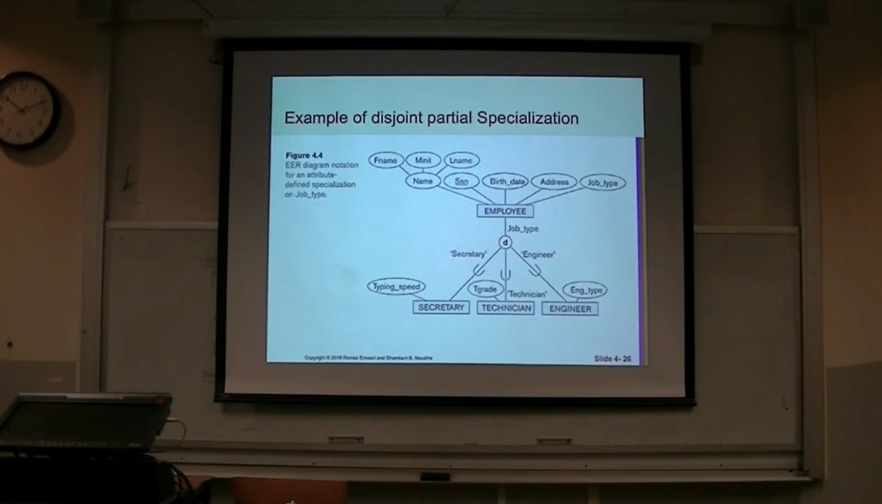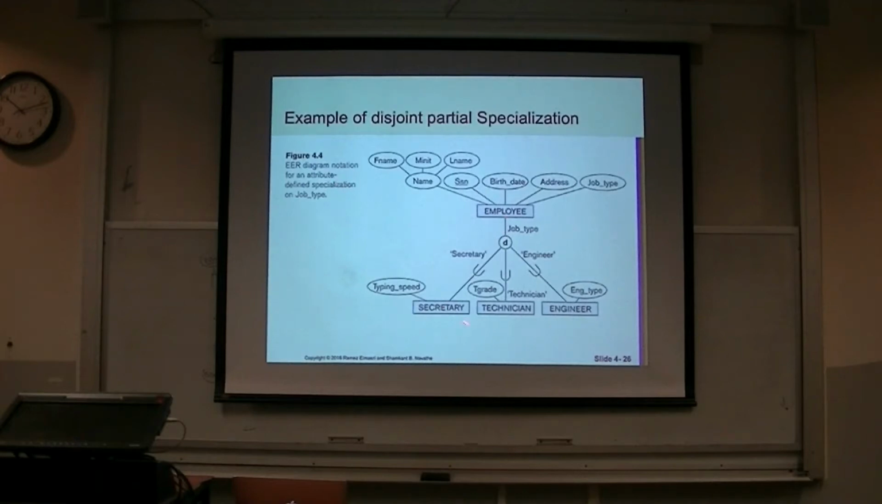D means disjoint. Disjoint means an employee cannot be multiple subclasses. Only secretary or only technician or only engineer. This is a disjoint. If you allow the 2 or 3 to overlap, this should be replaced by O. And the completeness, the mandatory or optional, will be represented by single line or double line.